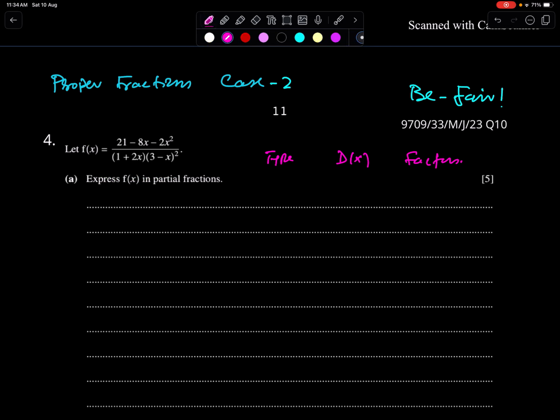For type of fraction, we need to observe the highest power of the variable in the denominator. The highest power of the variable in the denominator is 3, and the highest power of the variable in the numerator is 2. Therefore, this fraction is proper. So this is a proper fraction. I'm writing this here.